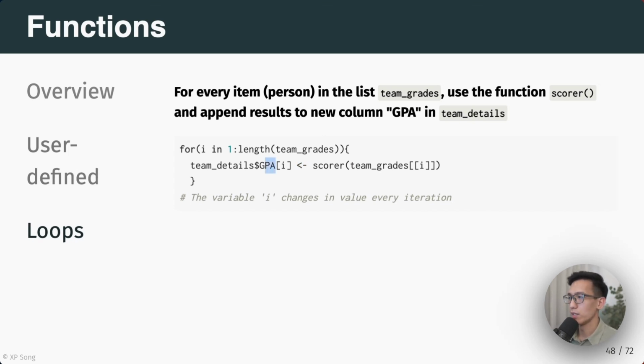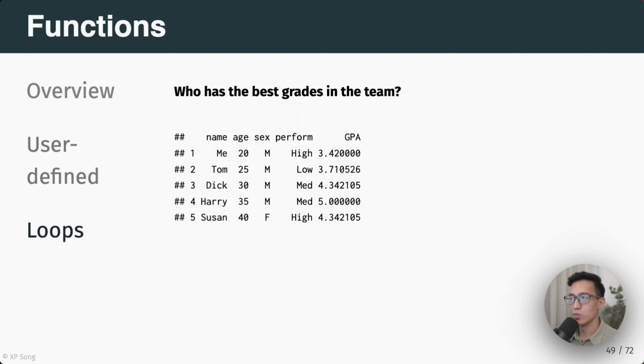Well, notice that we have defined a new column called GPA using the $ sign, and this new column will be in team details. Here we use subsetting again, but in this case, this is a vector, a numeric vector. Here, we subset this new column based on the corresponding index value from team grades. This means that for every iteration of this loop, the GPA column will be populated one by one for numbers 1 through 5. After running this loop, now we have a new column called GPA, and you'll notice that Harry has the highest GPA amongst these 5 students. If you didn't quite catch the code for loops, don't worry, we'll be going through this in detail during the hands-on portion of this video.